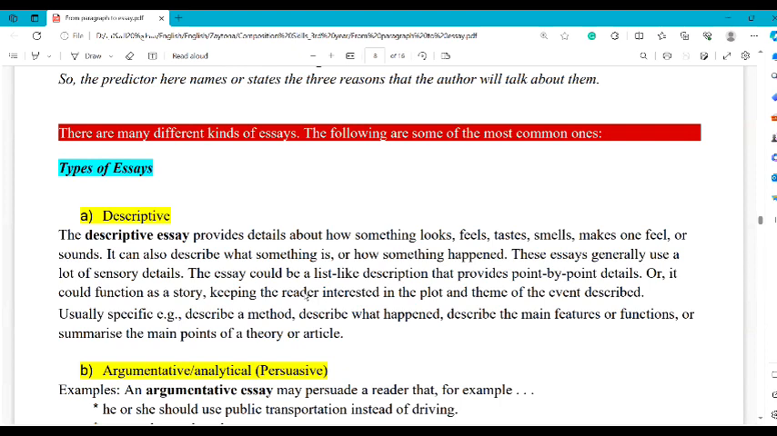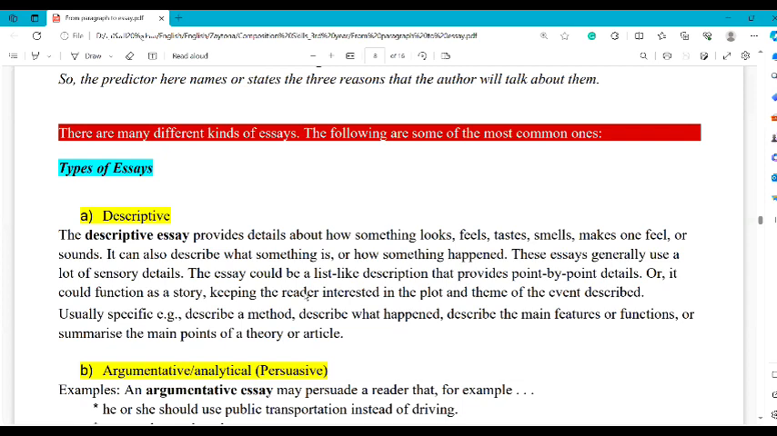This type of essay will provide details about something, somebody, or some place, or, for example, some meal. You will describe or give details about something or someone. You will describe your favorite place, your favorite person, maybe yourself, your personality, your character, or your favorite food, your favorite dish.